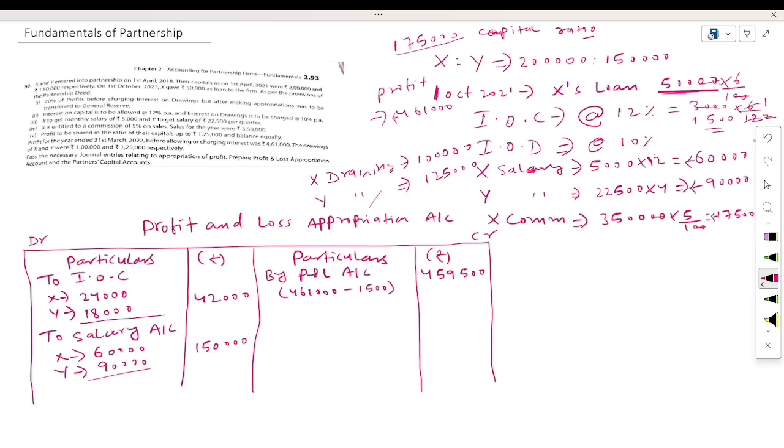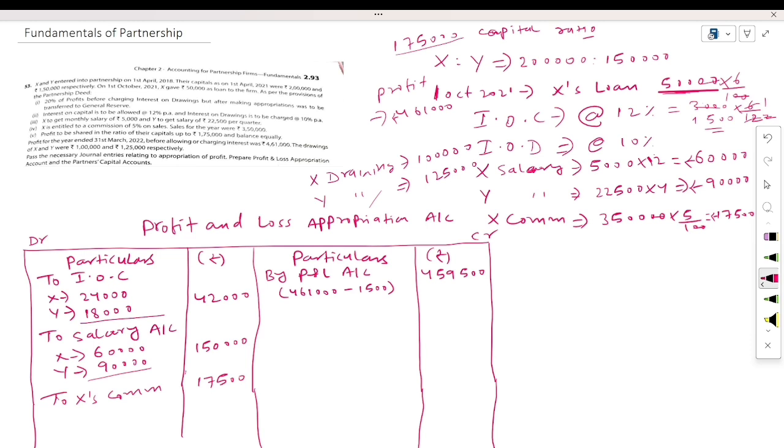Now X is also getting a commission of 5% on sales. Already we have calculated here 17,500. So we will provide commission to X also. How much will be the commission amount? We will write here X commission 17,500. This is the X commission account amount.